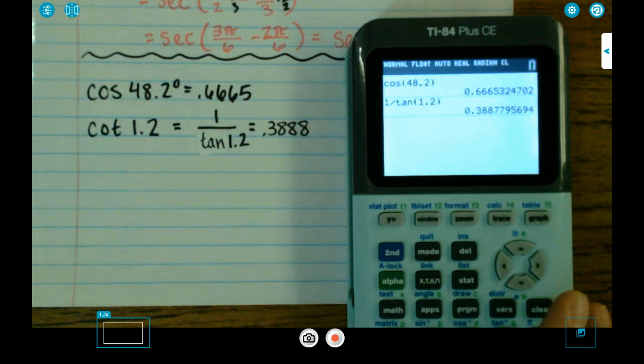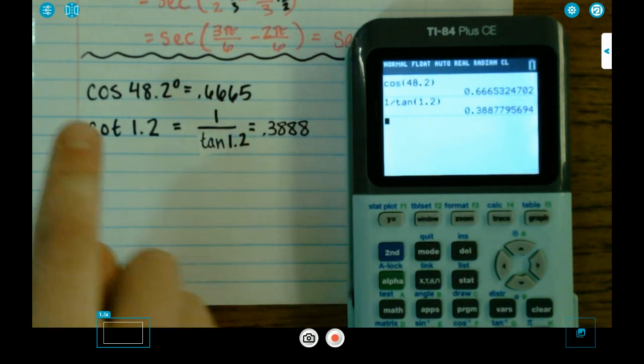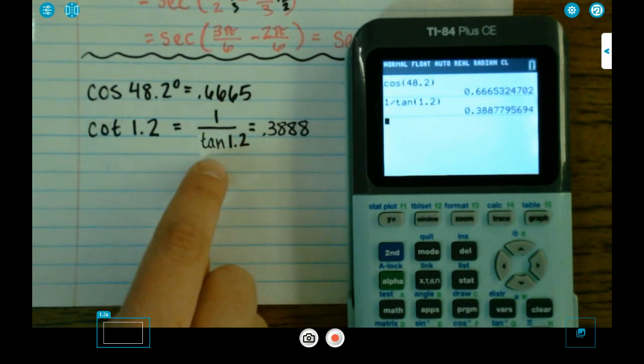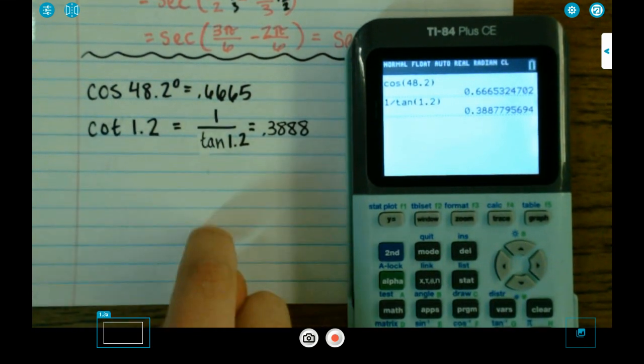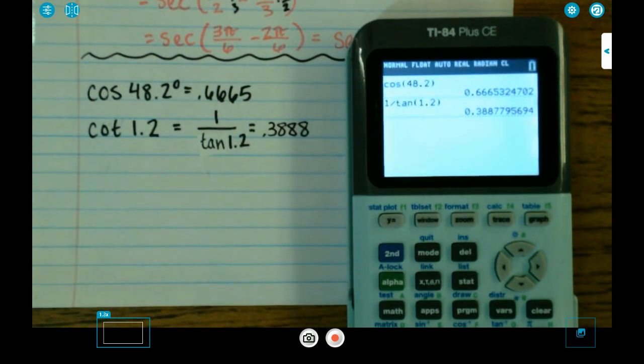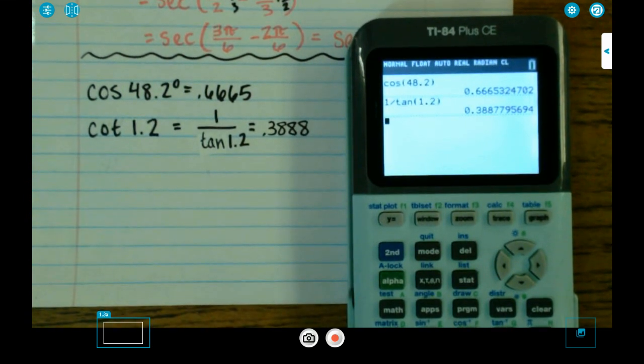Okay. Any questions about sine, cosine, tangent, cotangent, secant, cosecant in a calculator? So for sine, cosine, and tangent, you would just type them in. For cotangent, it would be 1 over tangent. For secant, it would be 1 over cosine. And for cosecant, it would be 1 over sine. So it would be whatever the reciprocal is. What we've already done.